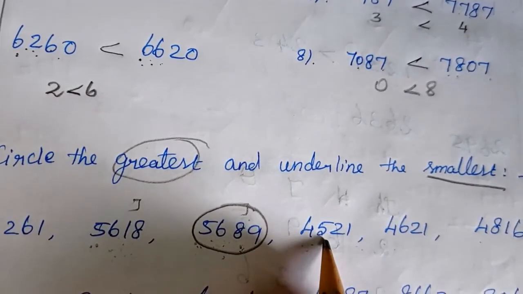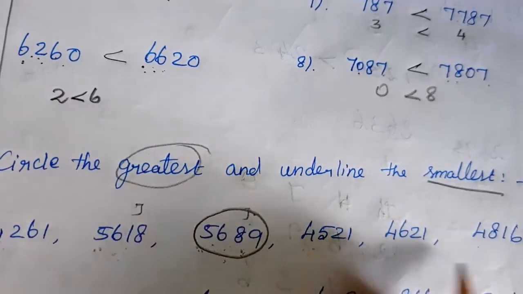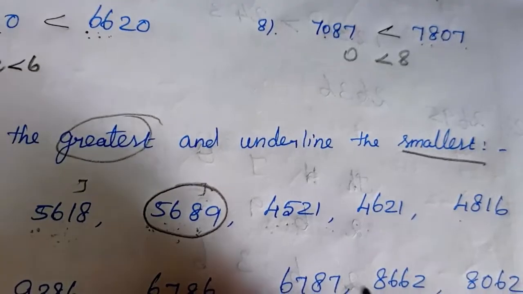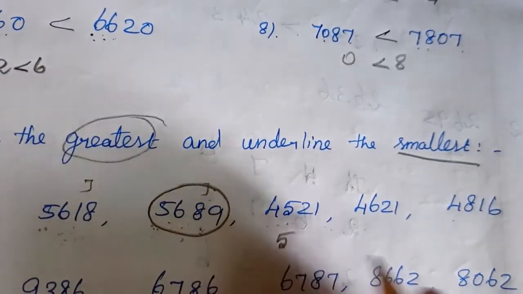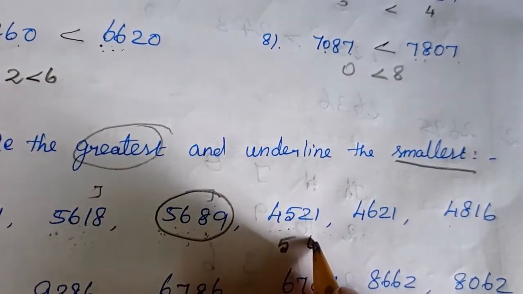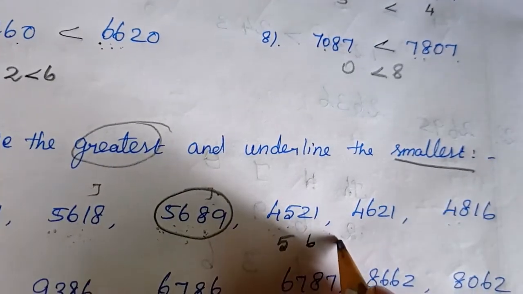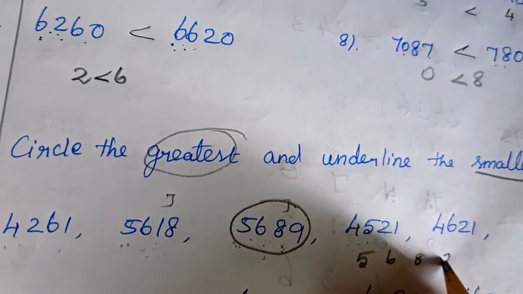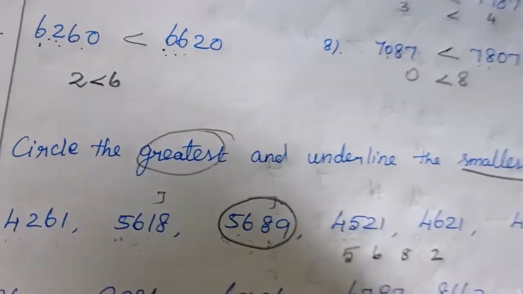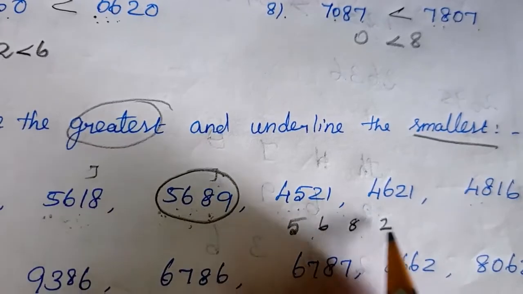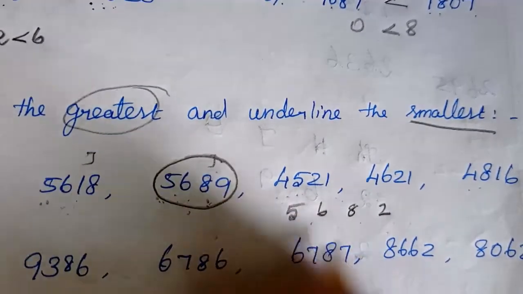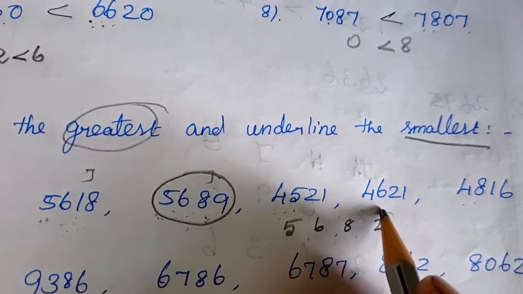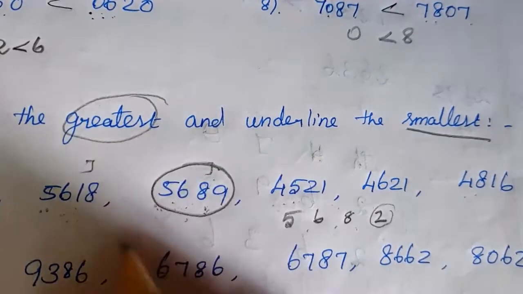Yeah, next check their hundreds place value for all these numbers. Okay, so the first number, the hundreds place value is 5, and the second number, the hundreds place value is 6, and the third number, the hundreds place value is 8, and the fourth number, the hundreds place value is 2. Okay ma? So children, which one is the smallest number among this? 5, 6 or 8 or 2? Yeah, 2 is the smallest number among these.